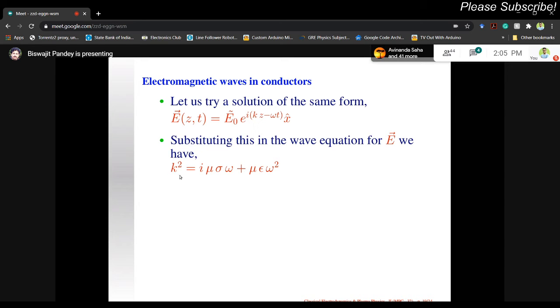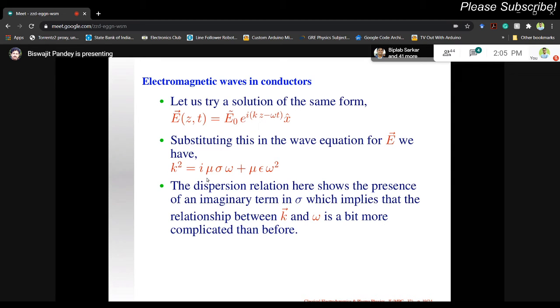But since in this case conductivity is not zero, it's a conductor, so there is this imaginary term sitting over there, right? And this has some importance because this dispersion relation is telling you that the presence of an imaginary term in sigma tells us that the relationship, the dispersion relation, that is the relationship between k and omega, is a bit more complicated than what we have discussed in vacuum or in case of any material.